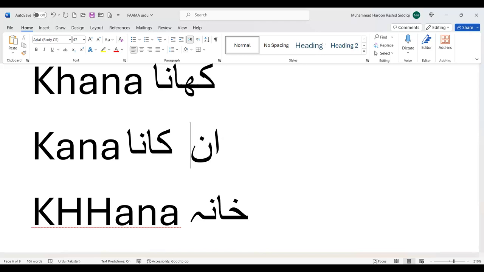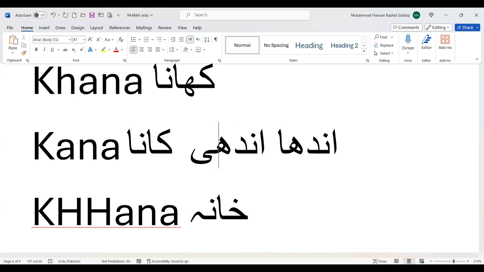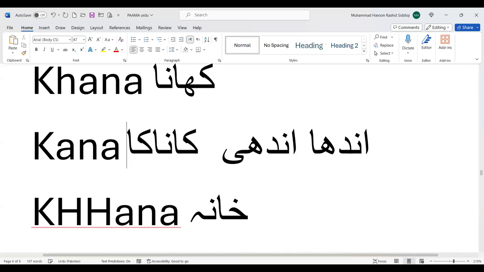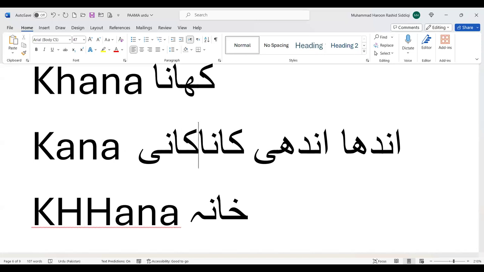Oh, andha, yes, or andhi for woman. Yes. So that's also very important, that every noun has masculine and feminine words for it. So like kana for man and kani for woman. Yes.